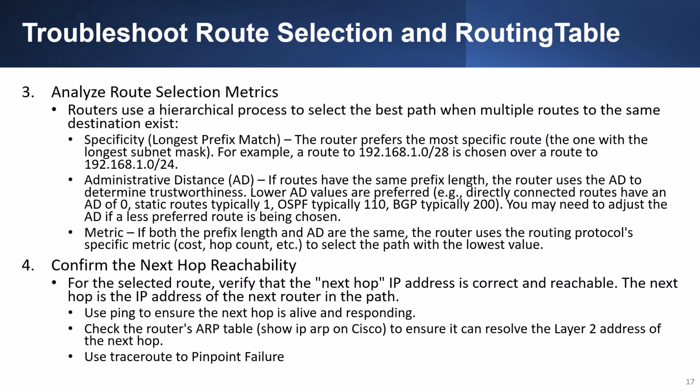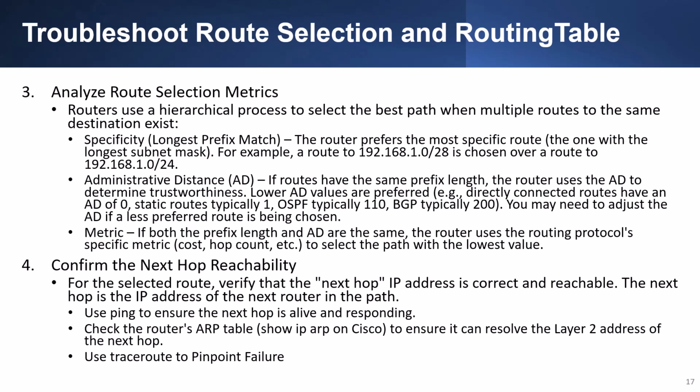Analyze route selection metrics. Routers use a hierarchical process to select the best path when multiple routes to the same destination exist. Specifically, longest prefix match. The router prefers the most specific route, the one with the longest subnet mask. For example, a route to 192.168.1.0/28 is chosen over a route to 192.168.1.0/24. Administrative distance, or AD.